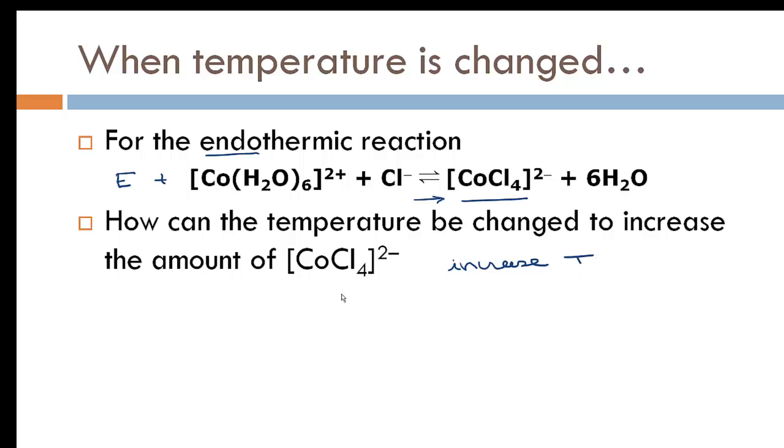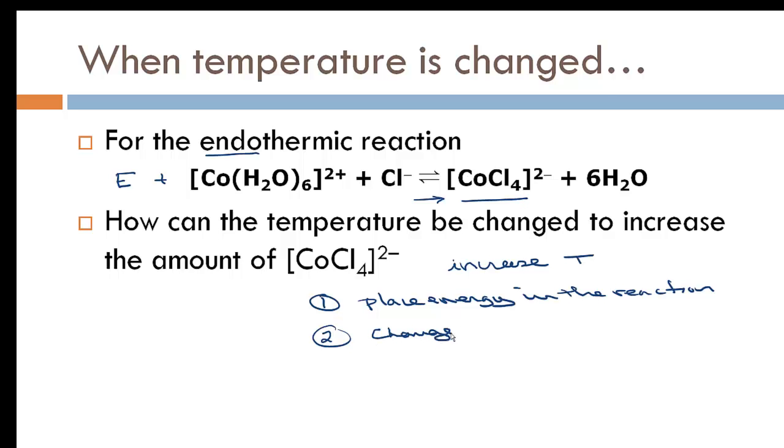So on these kinds of problems, I think the best approach is, one, make sure you understand exothermic and endothermic. Place energy in the reaction. And then, two, depending on what the problem asks, but really what you're always doing is check to see whether or not energy is removed or put into the system for the shift that's desired. So look at the change in E before you try to figure out anything else.